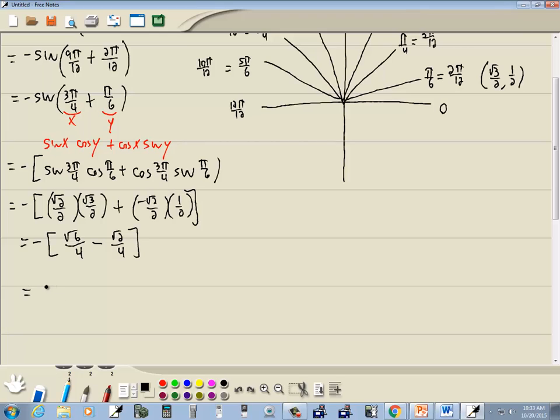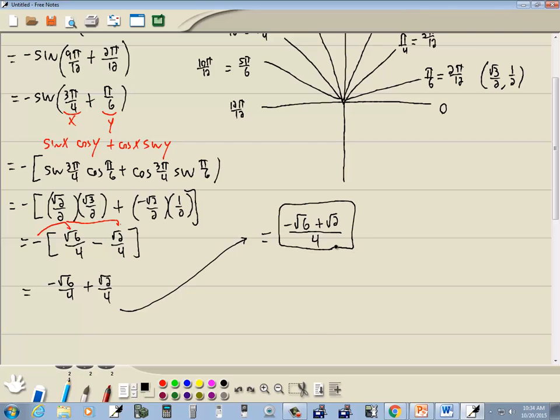Simplified form typically means get a single fraction. So actually, let me carry that negative through first. Remember, a negative out in front flips the sign of everything inside. So the square root of 6 over 4 becomes a negative square root of 6 over 4, and this negative becomes a positive. And again, simplified form usually means get a single fraction. So we're going to have negative square root of 6 plus square root of 2 over 4. And that's our answer.